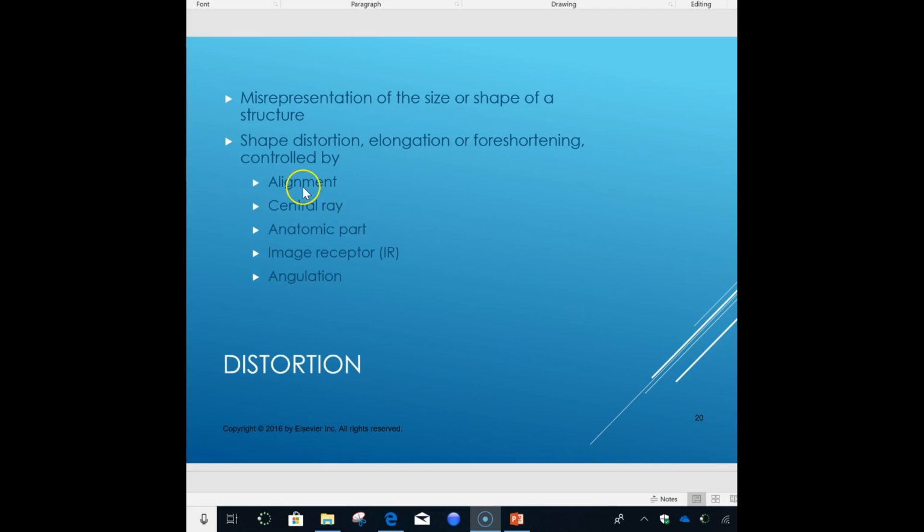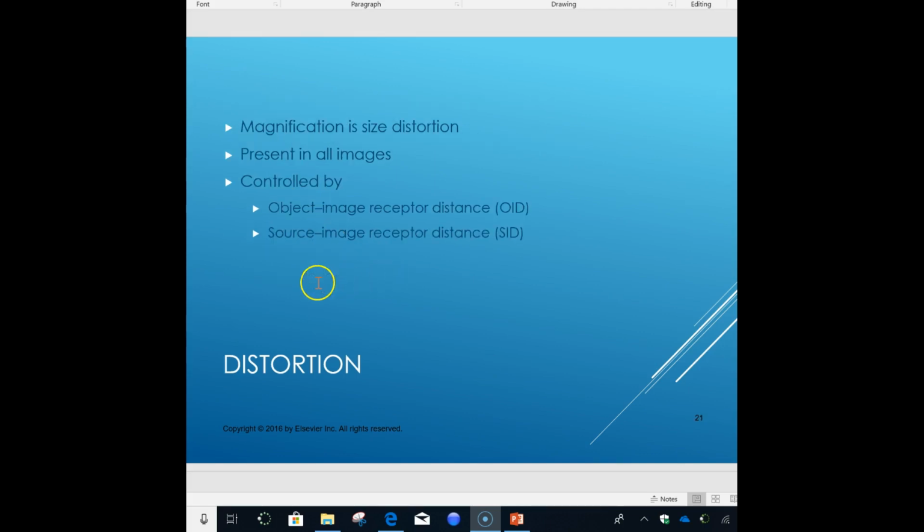And distortion, shape distortion is elongating or foreshortening, and that's controlled by the alignment, the central ray angle, the anatomic part, the image receptor, and angulation. Then magnification is size distortion. We talked about that. Object image distance is from your part to the receptor, and source image distance is from your central ray going to your SID, to your IP receptor.